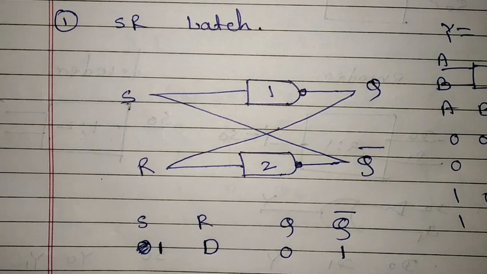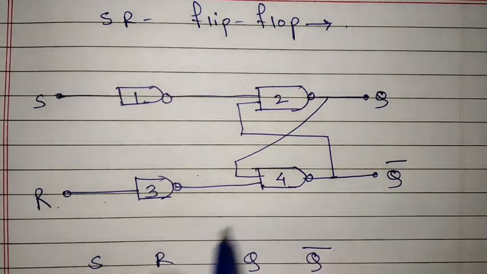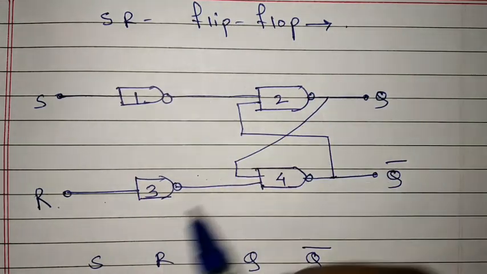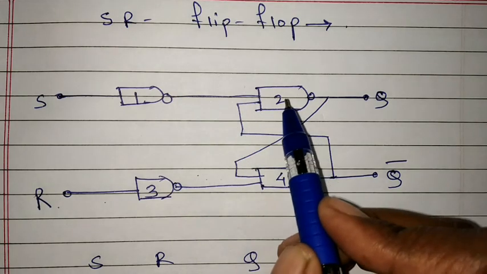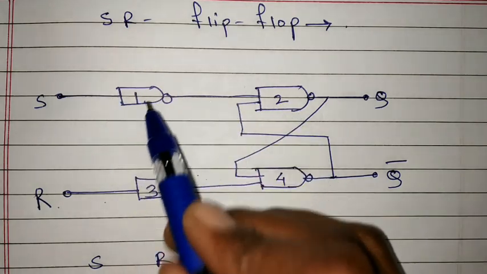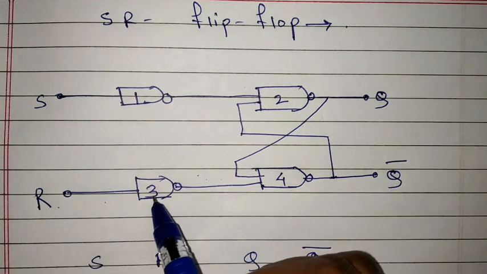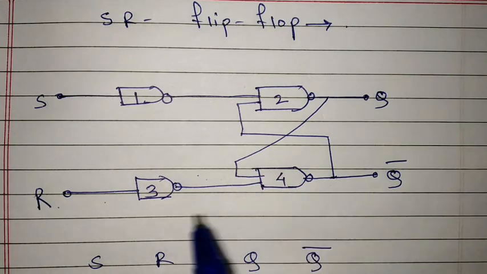Now moving to the next topic, SR flip-flop. Now see the SR flip-flop circuit. This is the SR latch, and input to this latch is applied through the NAND gates. S is applied through a NAND gate. R is also applied through a NAND gate. So this is a 2-input NAND gate. This is a 2-input NAND gate.